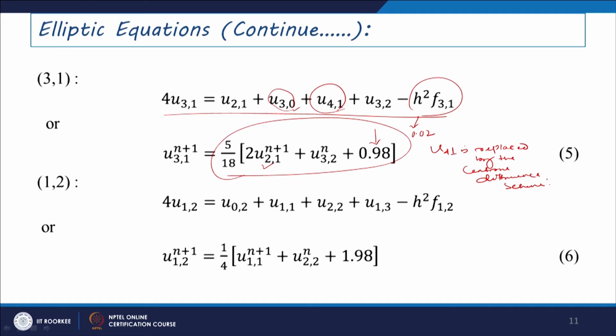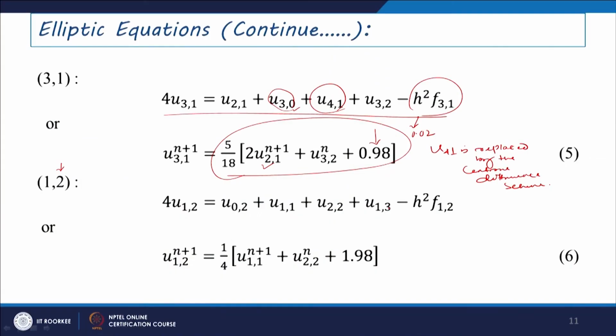And finally, if you go for u of 1, 2 here, that is keeping j as 2, since the j computation for 1 we have completed, so that's why we are moving one more step further for j. So if j equals 2 for i equals 1 here, this can be written as u4 of u12, this equals u02 plus u11, u22 plus u13 minus h square f12 here.